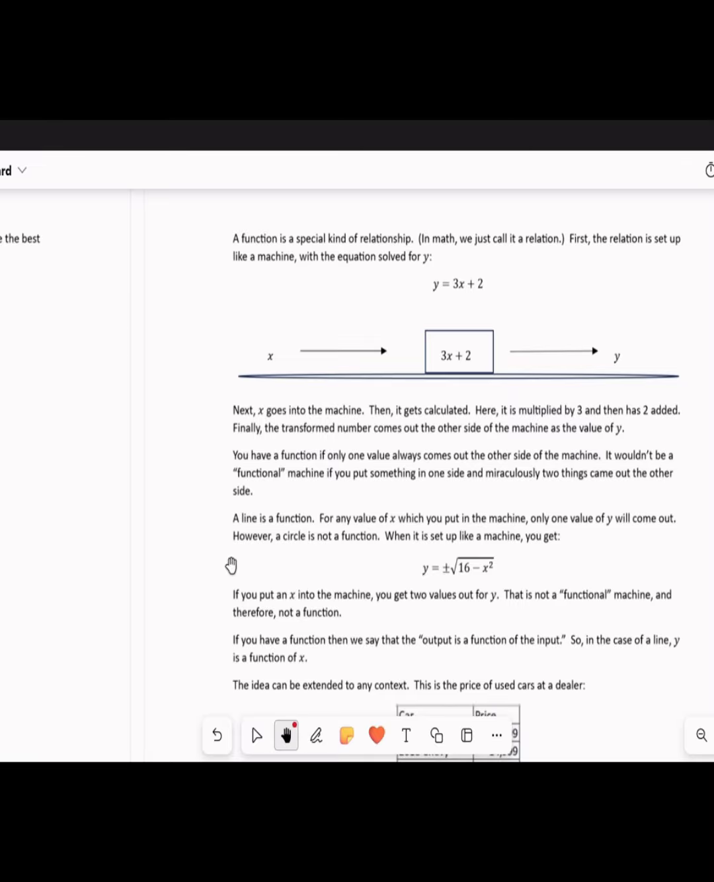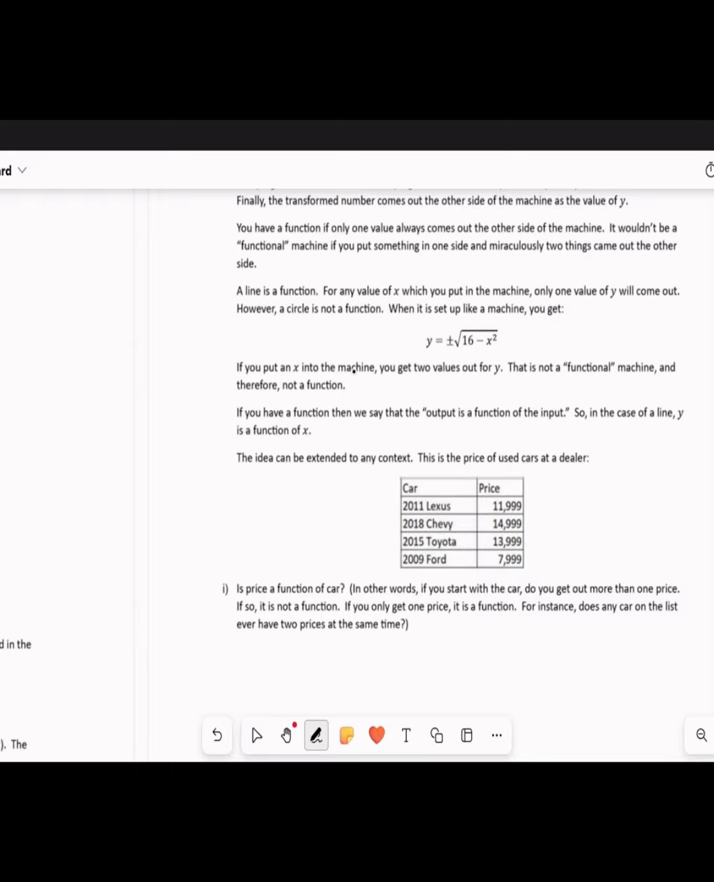And the reason why a circle was not a function is because of this plus minus. We put a value in for x, we crunch it down, but then we square rooted it and it was plus or minus. That was creating two values of y. So it's not a functional machine. One x went in, two y's came out. That is not a function. So a line is a function, but a circle is not.